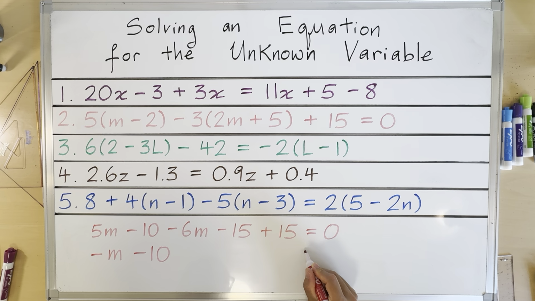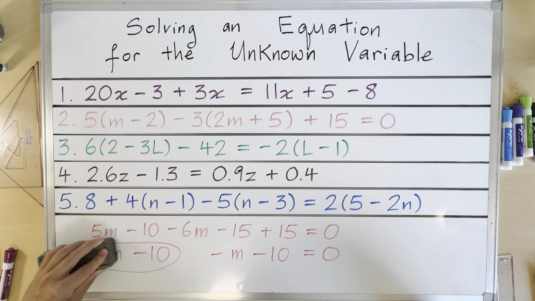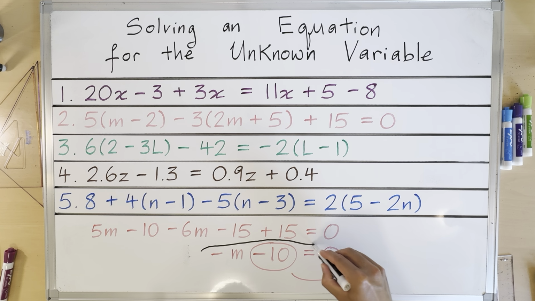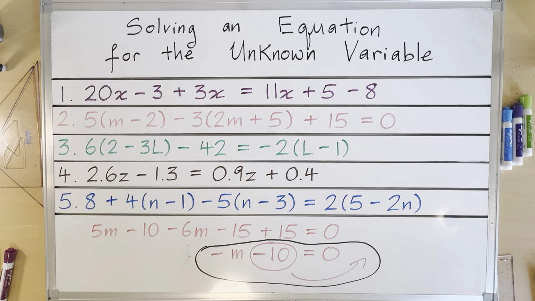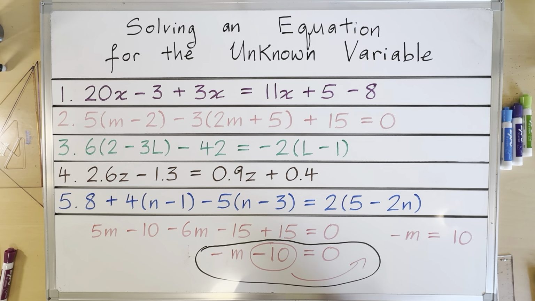All of this is equal to 0. I'm just going to erase this and write it closer to here. So this will be negative m minus 10. Now, all we have to do is move the negative 10 from the left side of the equation to the right side of the equation. So now it becomes negative m is equal to positive 10, because we moved negative 10 from one side of the equation to the other side.